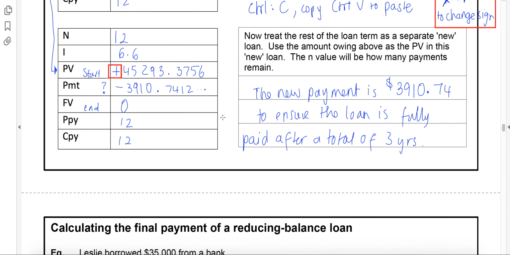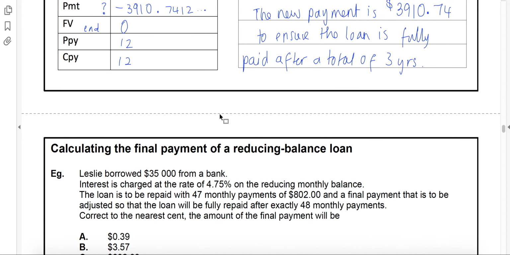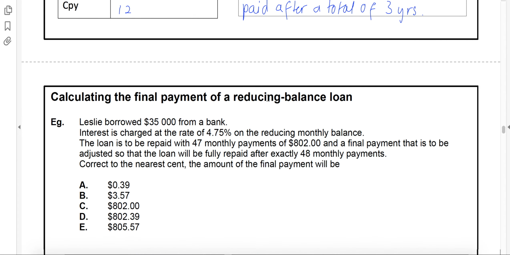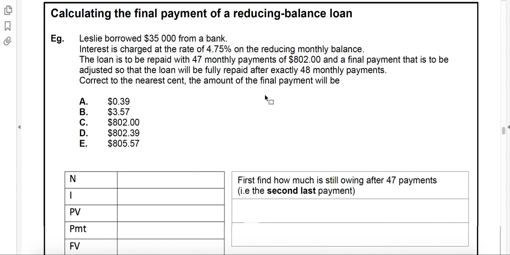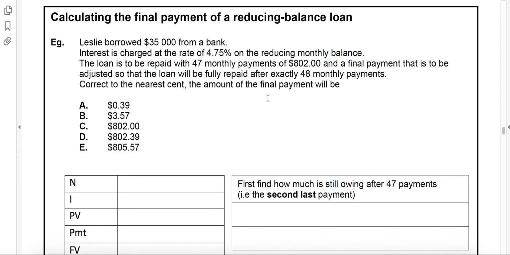Just one more thing to show you. I know these questions are quite substantial. When we are doing reducing balance loans, quite often our final payment is a tiny bit different to the payment we've been making throughout the loan. Now that's because of rounding generally.